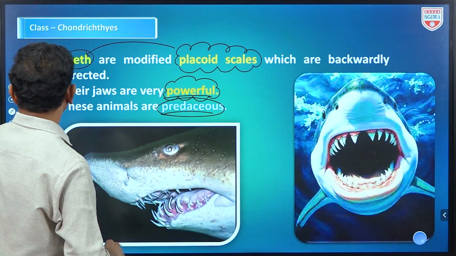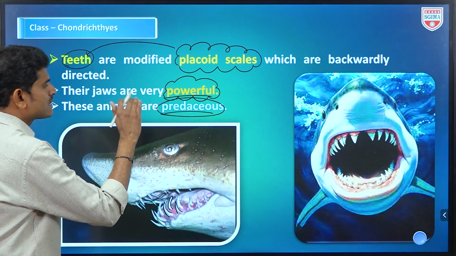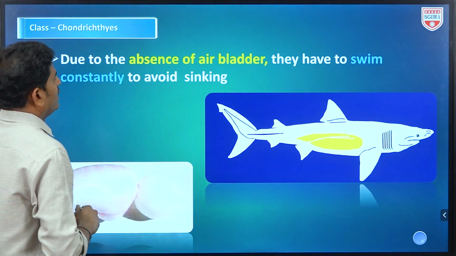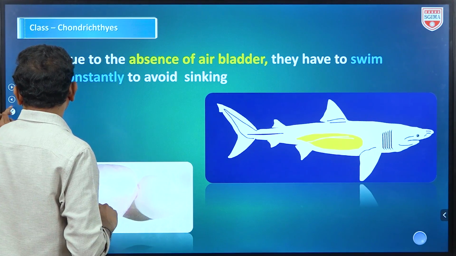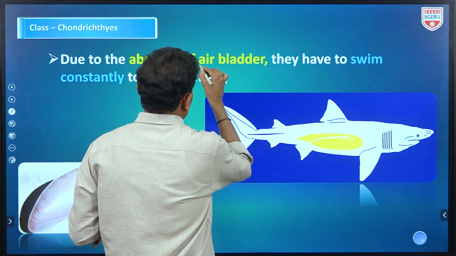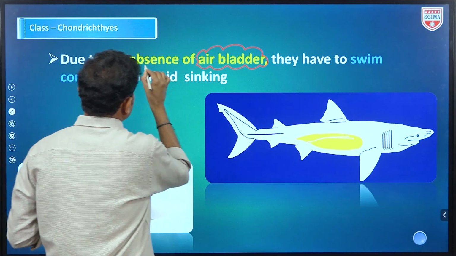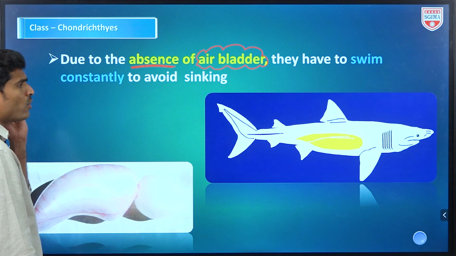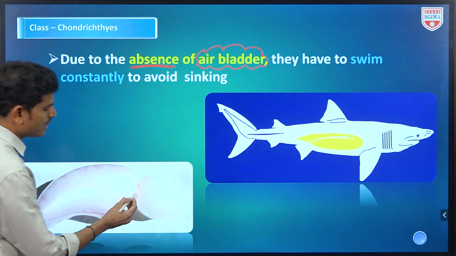Okay, so this is about teeth, scales, jaw bones and being predaceous. Next one, they said about the air bladder or swim bladder. The air bladder or swim bladder is absent. Why? What is this air bladder or swim bladder?